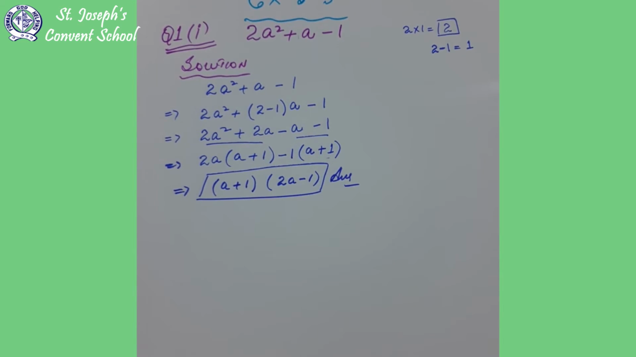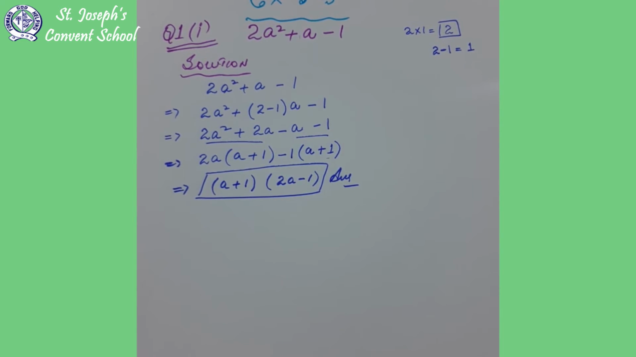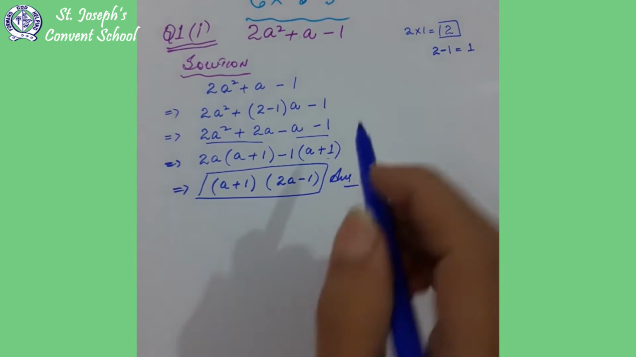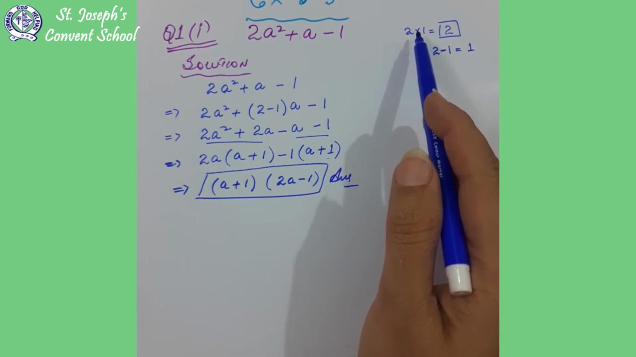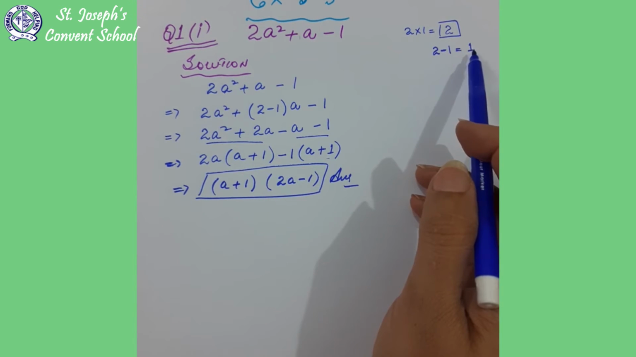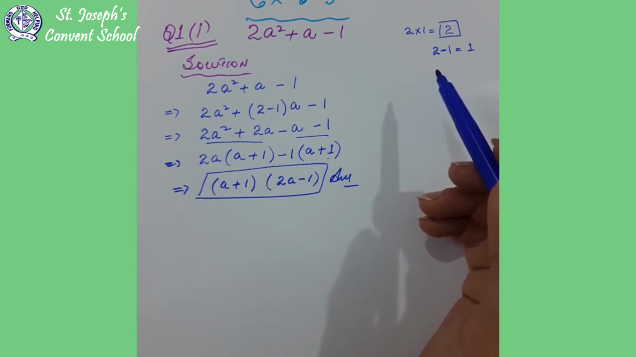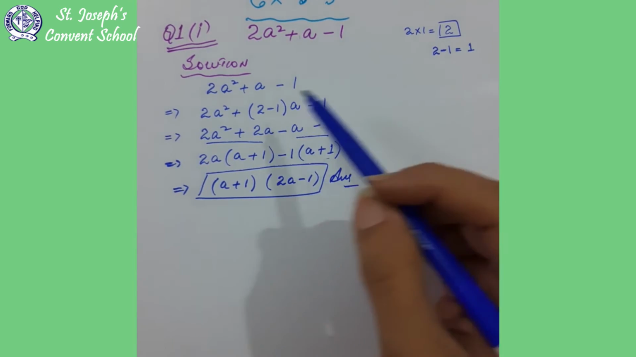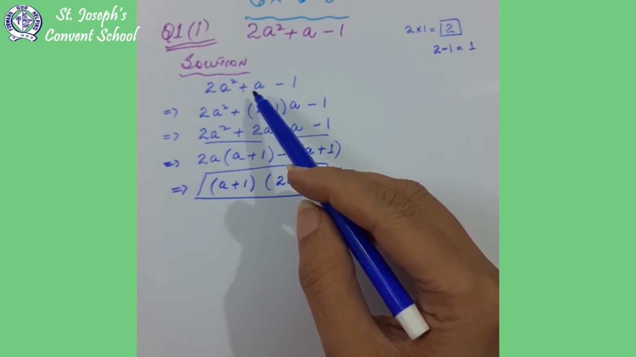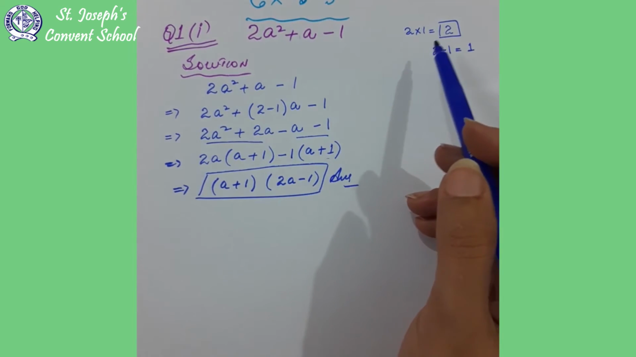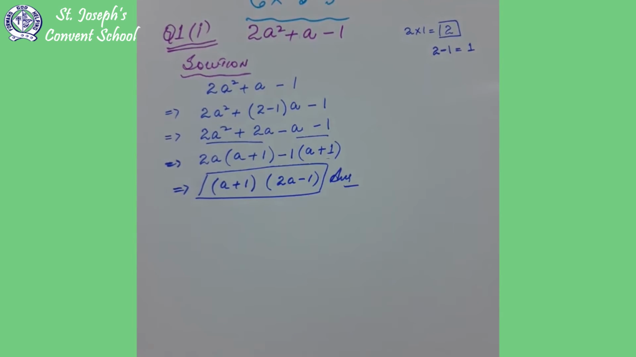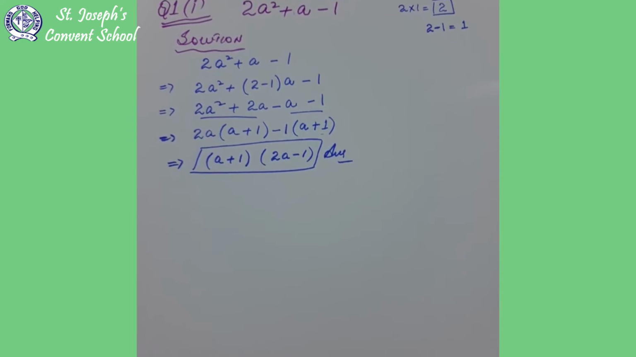Easy, it is not difficult. Multiply the first and last term, make two factors, 2 and 1, and after subtracting you will get the middle term. You only have to check whether after adding or subtracting you are getting the middle term or not. This way you can find the correct factors. So the first part of question number 1 is done. The remaining parts you will do on your own.